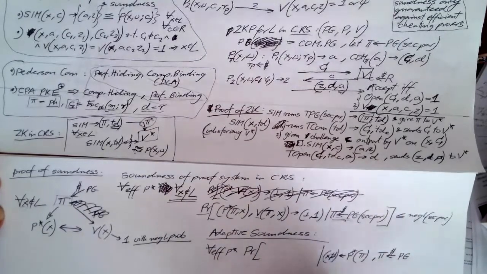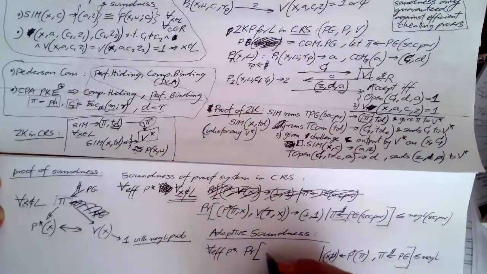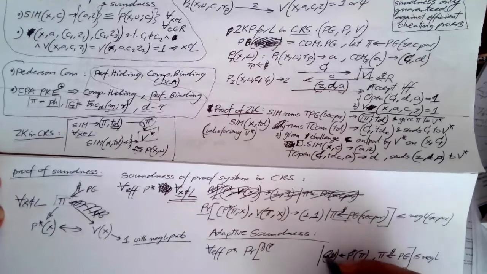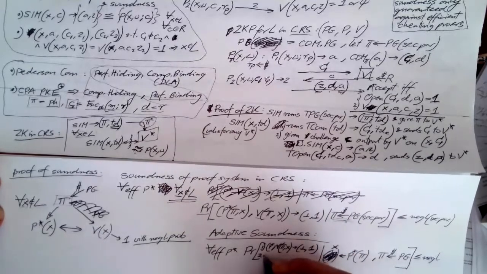And what you are checking the probability for, and I want all of this to be negligible, is two events. First of all, that the conversation between the prover and the verifier on pi of x outputs accept. We don't care for the prover, only for the verifier. And secondly, that x is not in the language.